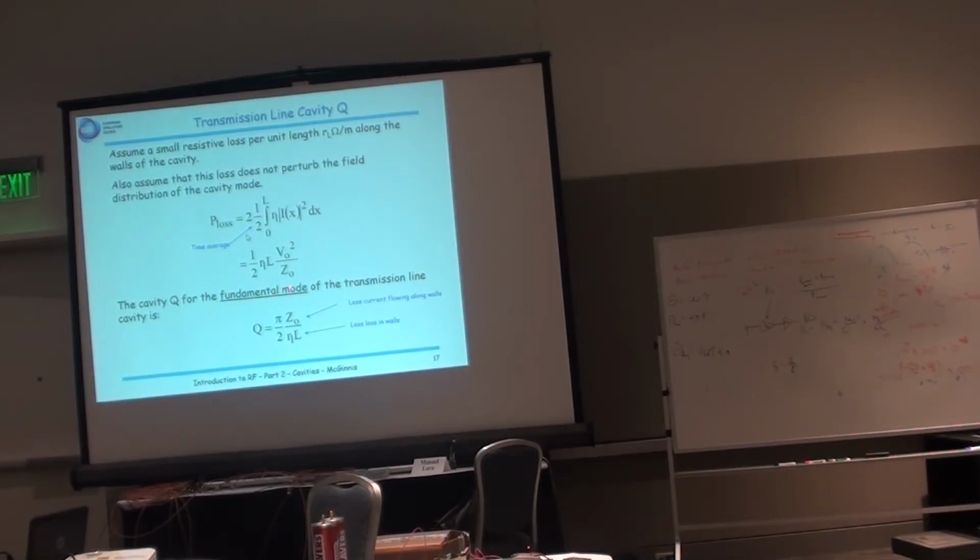Okay, so the cavity Q for the fundamental mode of the transmission line cavity is given by two things. Here you have Z0 on top, and that makes sense because the higher the Z0, the less current that flows through the walls. And down here, this is the resistance in the walls. The less resistance in the walls, okay, the better it is.